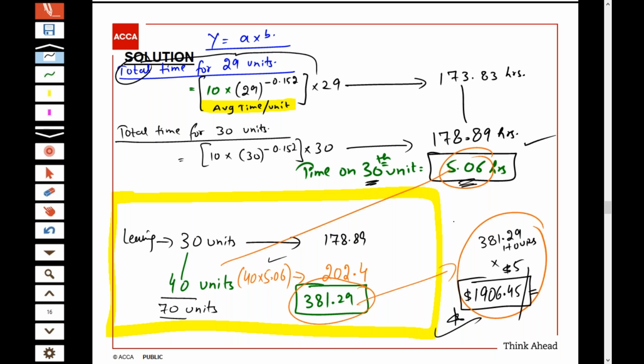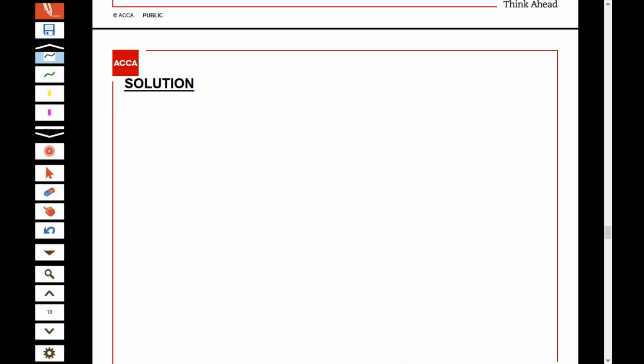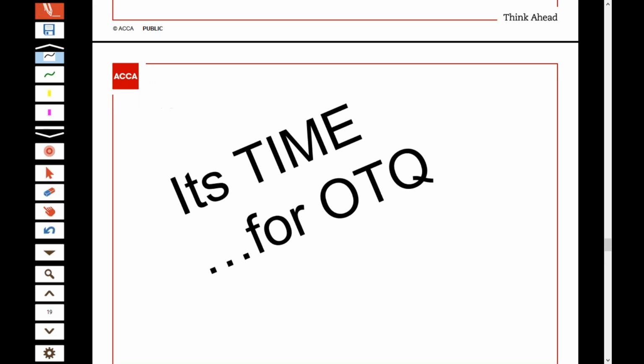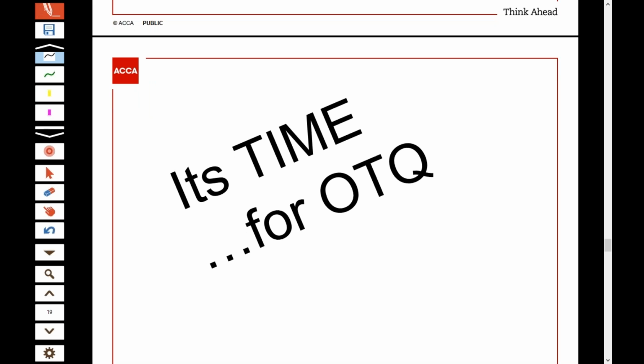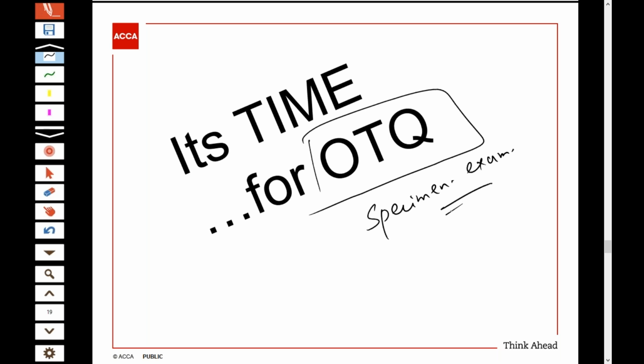Okay, students, I am moving towards the next slide. This question is totally your assignment. It's a very small and easy question, and there's a space for the solution as well, 2 pages. And now there's a time for OTQ. We have to solve the OTQ. I have extracted this OTQ from the specimen exam, and the question is attached here. You can find it in the handout section, specimen learning curve.